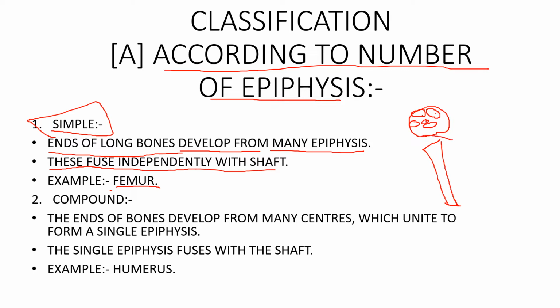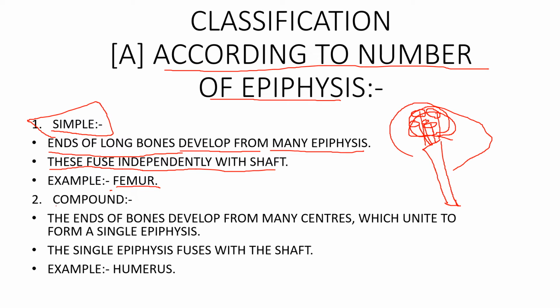All of these epiphyses will make the end of a bone and then they fuse independently to the shaft. First this will be attached, then this one, then this one, and separately, individually, all these epiphyses will attach to the shaft. For example, the femur, and then it will form a complete bone. That's all for simple epiphysis.